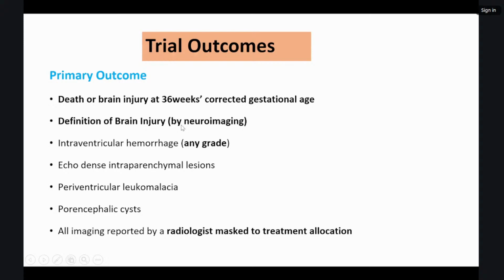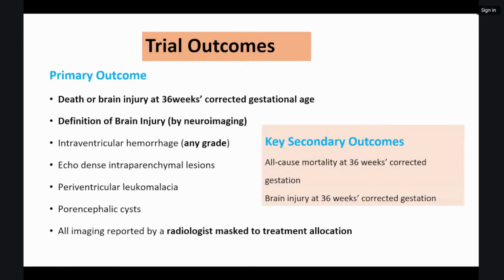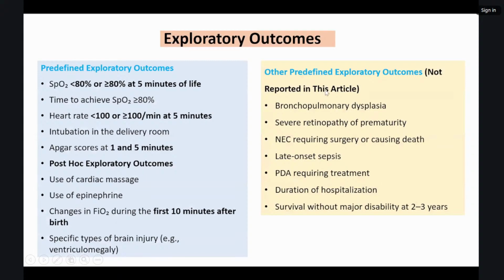So the primary outcome was death or brain injury at 36 weeks corrected gestational age, and the brain injury was defined by neuroimaging: either any grade of intraventricular hemorrhage, echo-dense intraparenchymal lesions, periventricular leukomalacia, or porencephaly. All the imaging was reported by radiologists who were masked to the treatment allocation. Key secondary outcomes are all-cause mortality at 36 weeks corrected gestational age and brain injury at 36 weeks corrected gestational age. The exploratory outcomes are outcomes which are not powered but help in generating hypotheses.